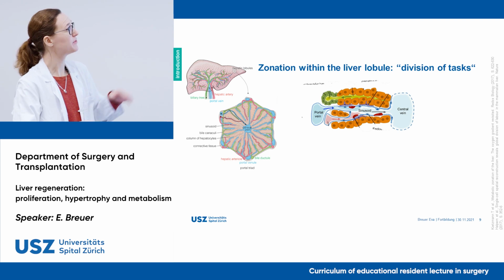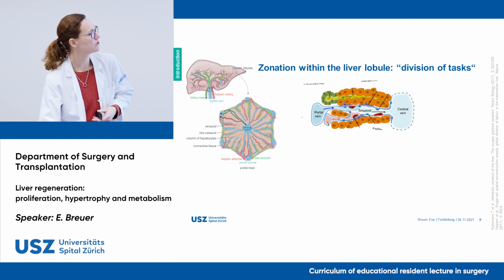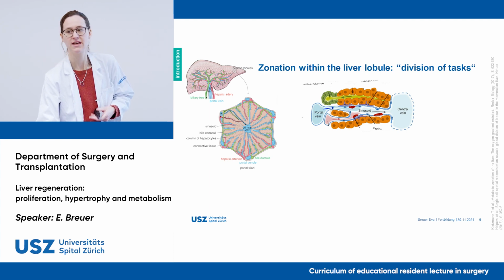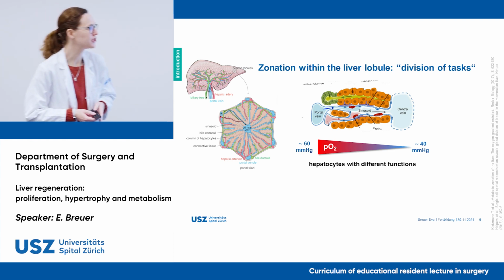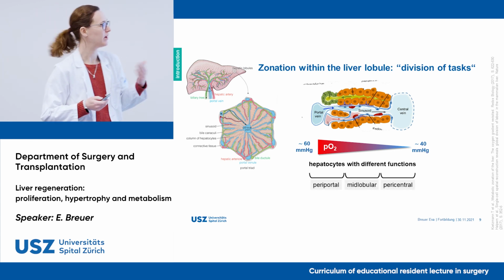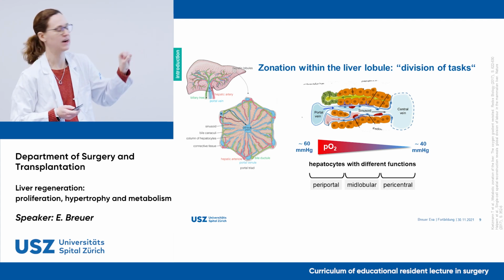So the liver consists of thousands of little liver lobules. And each lobule has a central vein in the middle and portal veins on the outside. Here we see that the blood flows from the portal vein to the central vein. And along this portocentral axis, we have a lot of hepatocytes that look more or less the same. But each hepatocyte has, depending on its location along this axis, different metabolic functions. So we have the periportal hepatocytes, we have pericentral hepatocytes, and we have these midlobular hepatocytes.